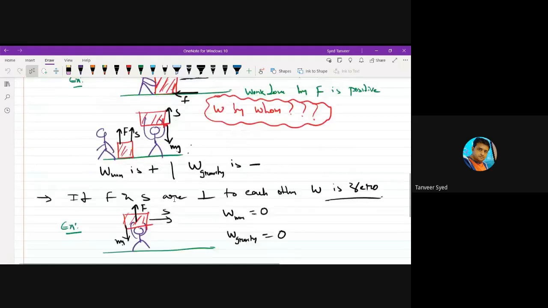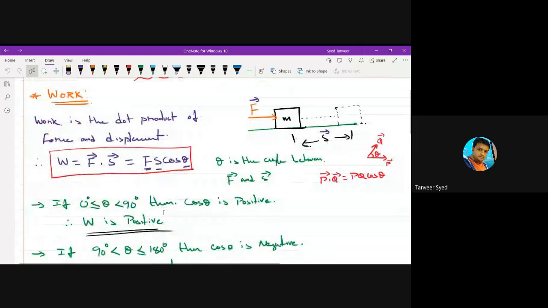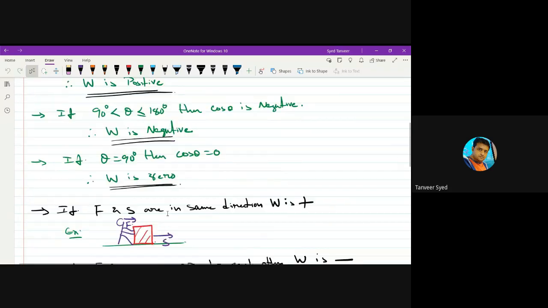Then we can have different situations to calculate work done. See, calculating work done is very easy. You should identify what force is doing work, what is the displacement of the body, and what is the angle between these two. If you understand these three factors, F, S, theta, then you can do any question related to work. Very simple.